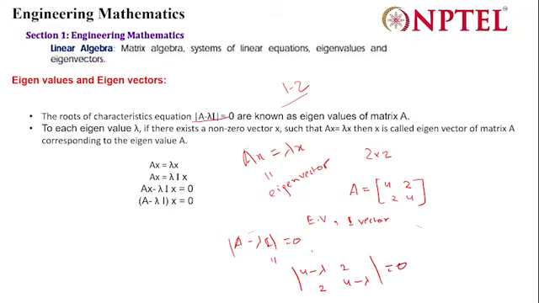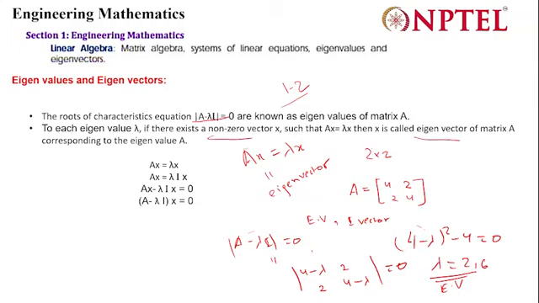Now solve this by taking the determinant: (4 - λ)(4 - λ) - 4 = 0. When you solve this equation, the lambda values will be 2 and 6. These are your eigenvalues.